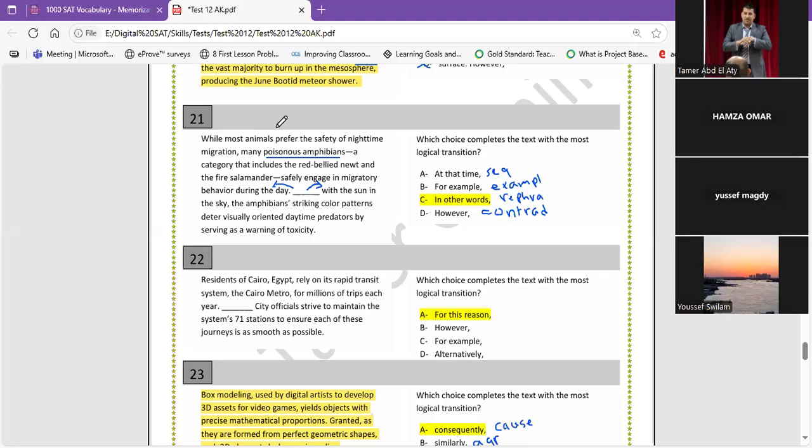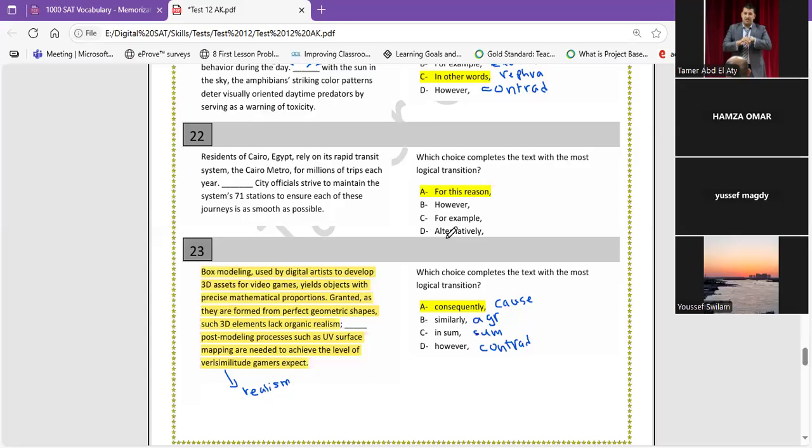He said, while most animals prefer the safety of nighttime migration, many poisonous amphibians, a category that includes the red-spotted newt and the fire salamander, safely engage in migratory behavior during the day. Then after that he said, with the sun in the sky, the amphibians' striking color patterns deter visually oriented daytime predators by serving as a warning of toxicity. Okay? So here is just to rephrase: most of the amphibians like to migrate at night, except those that are poisonous. They like the day. So "in other words" works here; "for this reason", you know, it's cause and effect.